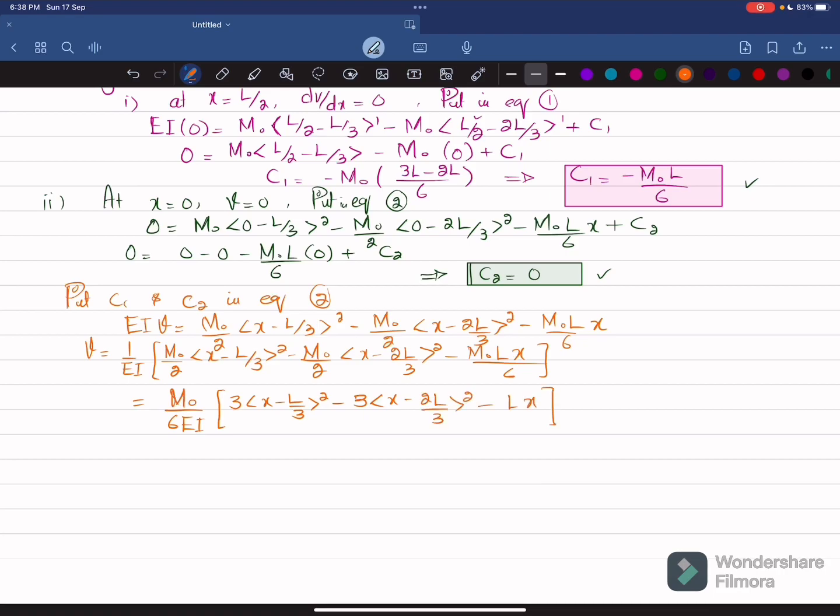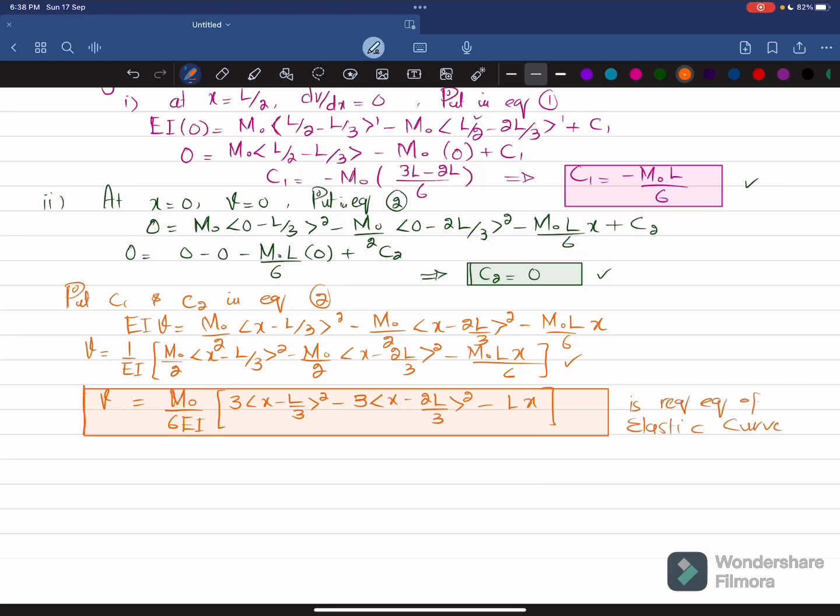So if you multiply m naught over 6EI, you will get the same equation that is mentioned above. And this is the required equation of elastic curve, or this is the equation of deflection. So if you put the value of x, you will get the deflection at that point over the length of the beam. And this is the answer of our first part. Now we will move towards the second part.